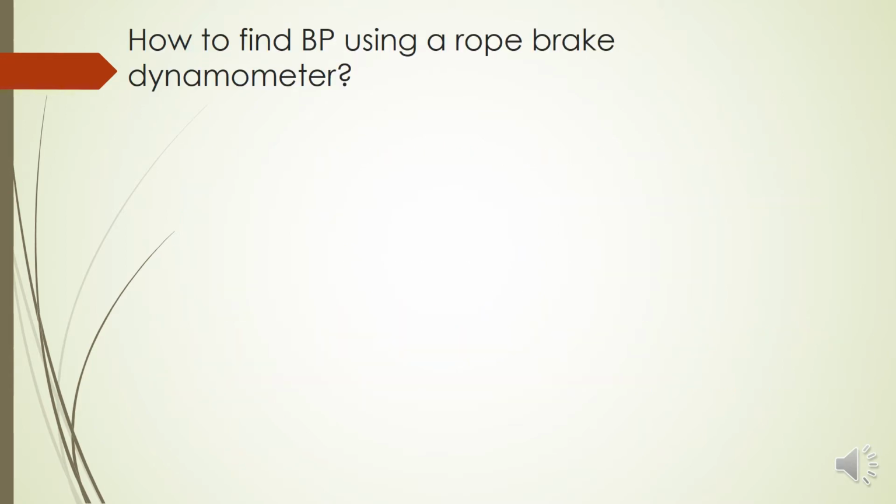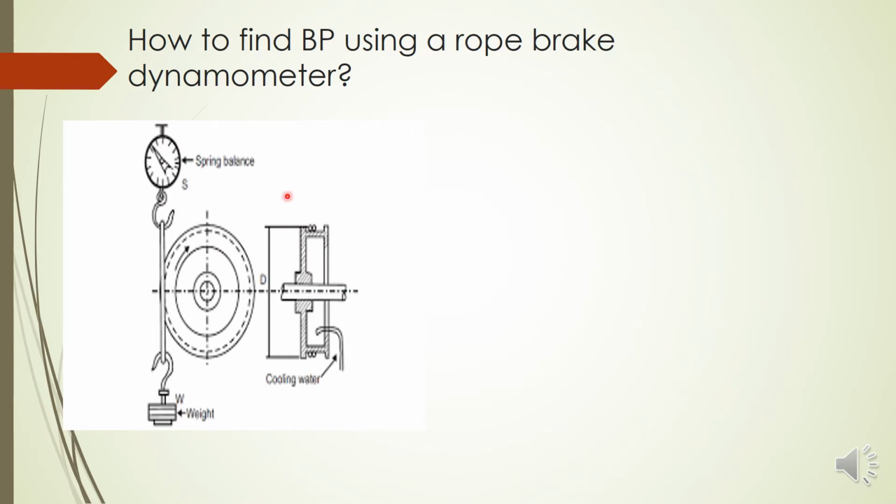So how to find brake power using a rope brake dynamometer? This is a rope brake dynamometer. You can see this is the brake drum attached to the engine shaft. A rope is wound around it like this, and we have the freedom to hang the weight. We can add weights from 0 to some maximum weight, and the spring balance is provided for balancing this weight. So a spring balance reading will be here, so the weight we can measure, and the diameter of this drum and the thickness of rope etc.